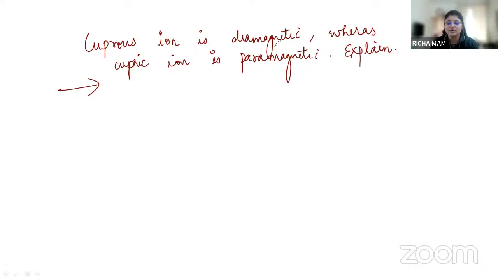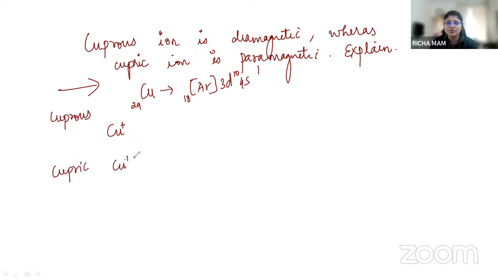Cuprous ion. What do you mean by cuprous? Okay, first we'll write the electronic configuration of copper. Copper is 29, so it is 18, 3d10 and 4s1. Now, can you tell me what is cuprous? Cuprous means copper is in the +1 state, and cupric means copper is in the +2 state.